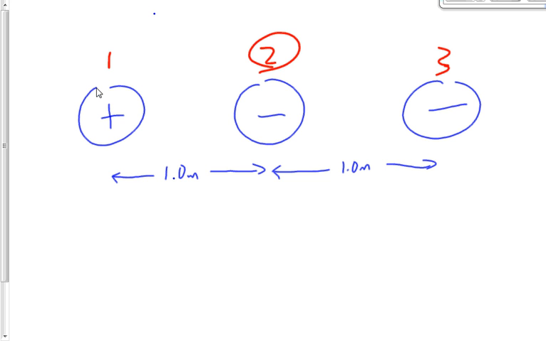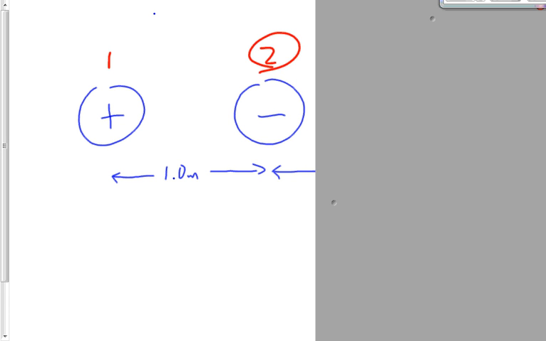So we have the force of 1 acting on 2 and the force of 3 acting on 2. When you're finding 1 on 2, let's pretend 3 isn't even there. Let's cover it up here. 3 doesn't even exist right now. We want to find the force of 1 acting on 2. Which way does 2 move as a result of that force? Is it pushed to the right as a result of number 1, or is it pulled to the left as a result of number 1? It's pulled to the left. It's attracted to number 1, right?